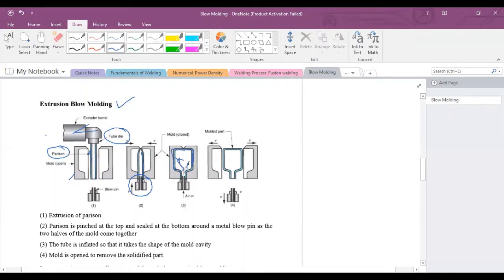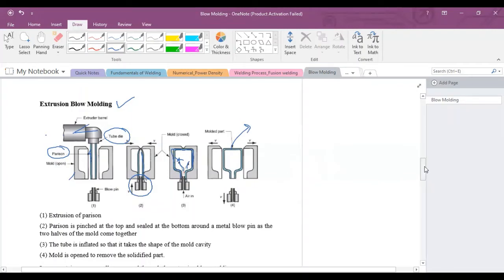In the final stage, the pressure is maintained until the part solidifies. After cooling and solidification, both the mold parts will be opened with the help of the ejector pins, and the final part will be taken out of the mold. This is the extrusion blow molding.